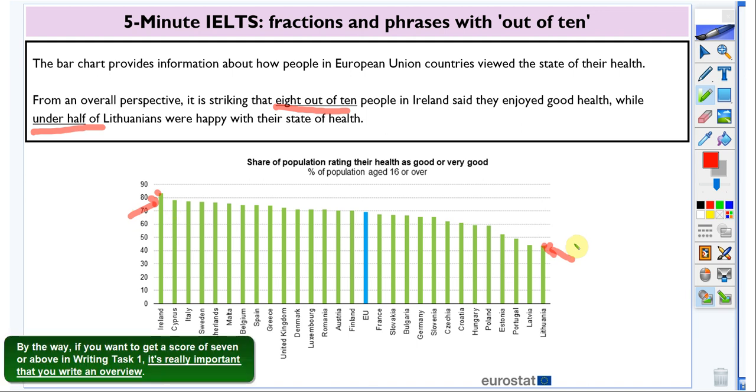By the way, if you want to get a score of 7 or above in writing task 1, it's really important that you write an overview.